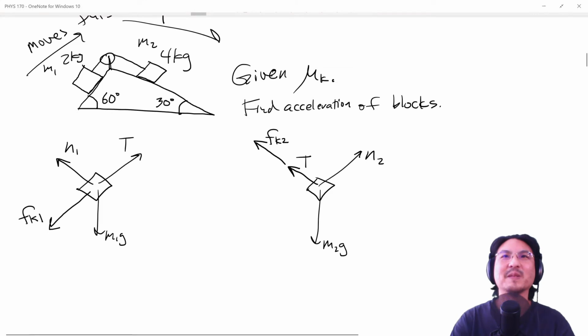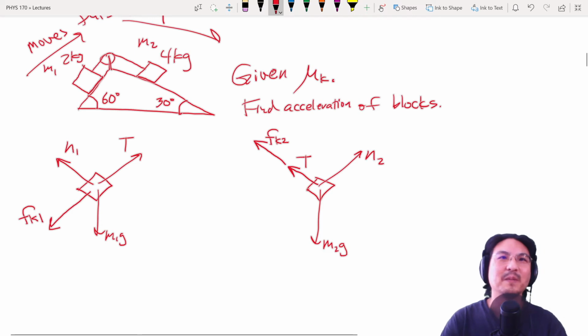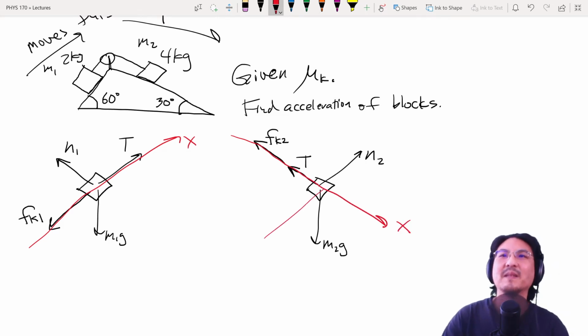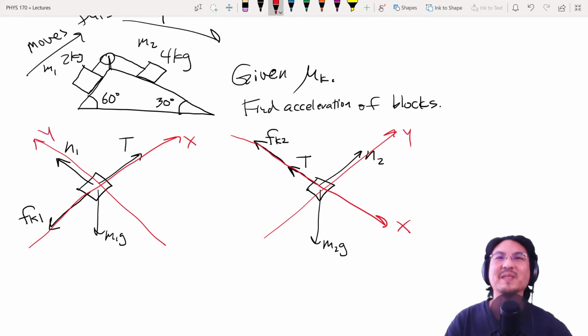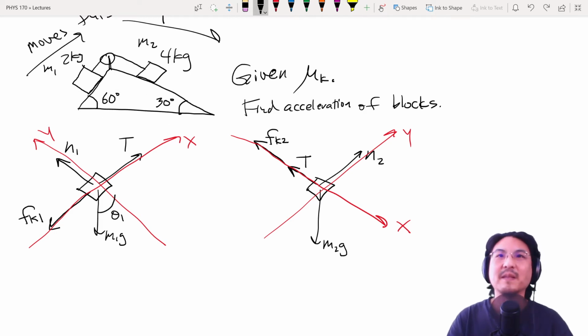All right, let's pick coordinates. My personal preference, now that I know which way they're sliding, is to pick my coordinate this way, in the direction that it's moving. Okay. You don't have to pick your coordinates the same way I do. And then I look at this angle, and I know that's over here. I look at this angle, I know that's over here.